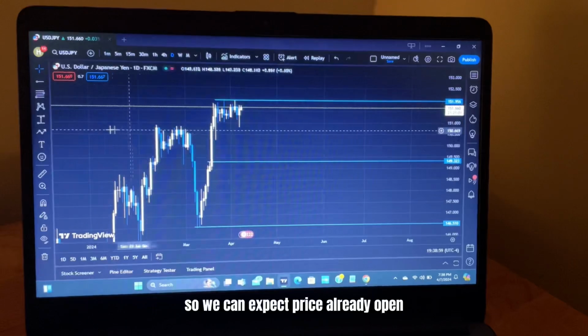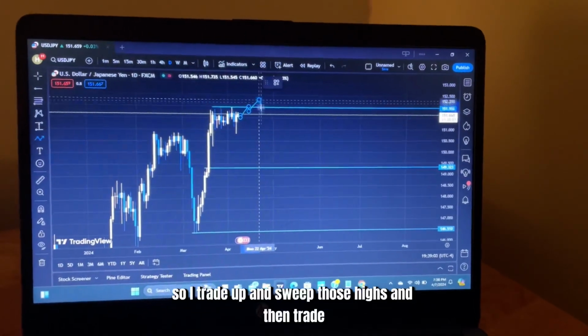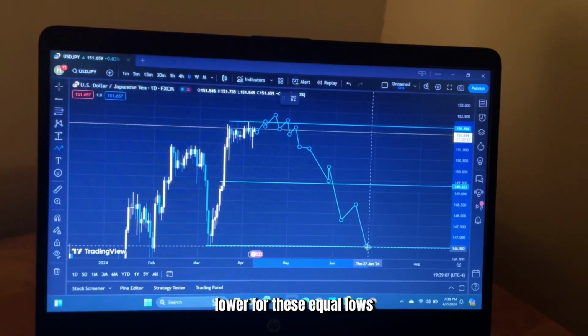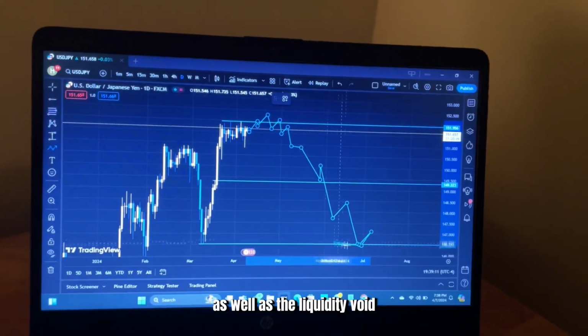So we can expect price, it already opened, so it trades up and sweeps those highs and then trades lower for these equal lows and to fill in that fair value gap as well as the liquidity void.